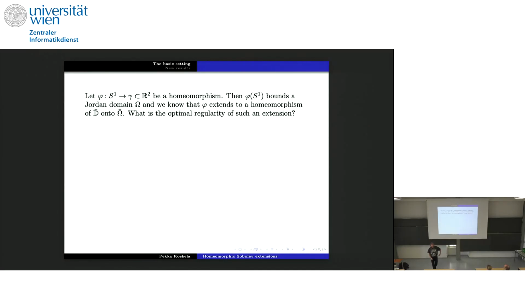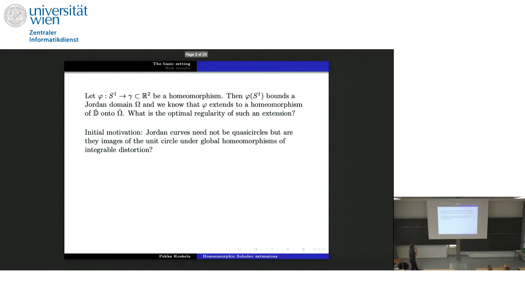So you think about it as a boundary value problem. We are just given some homeomorphic boundary values, and I try to find the best possible extension. The reason I started to think about this was that I wanted to understand if every Jordan curve in the plane is the image of the unit circle under a global homeomorphism which has integrable distortion.